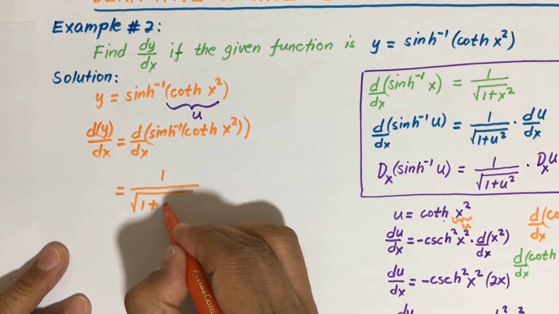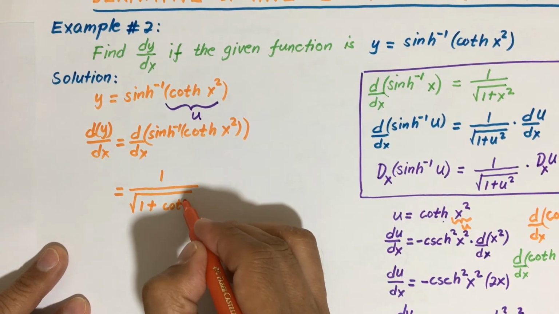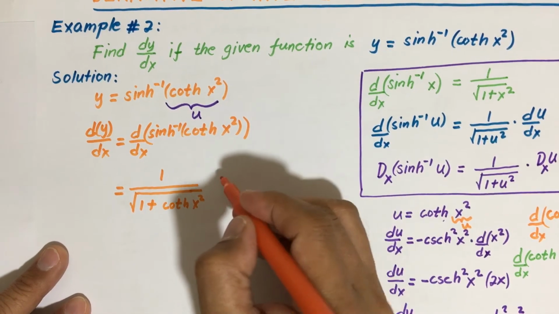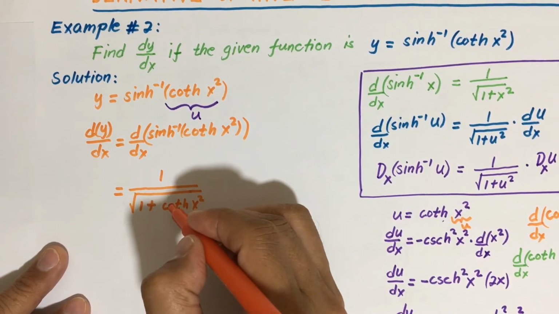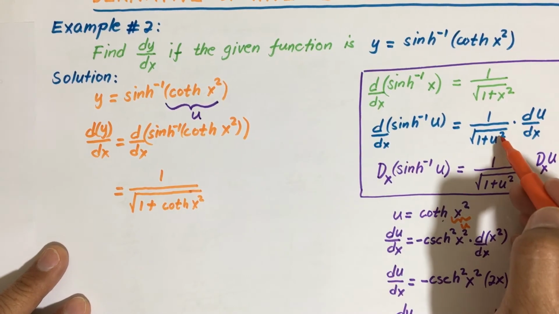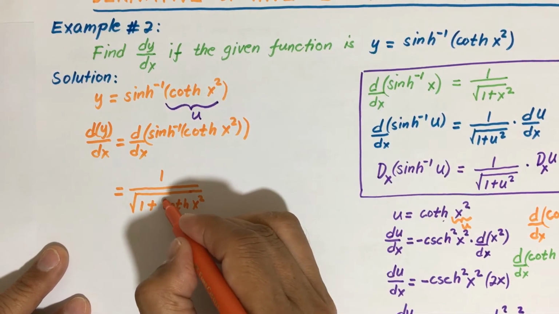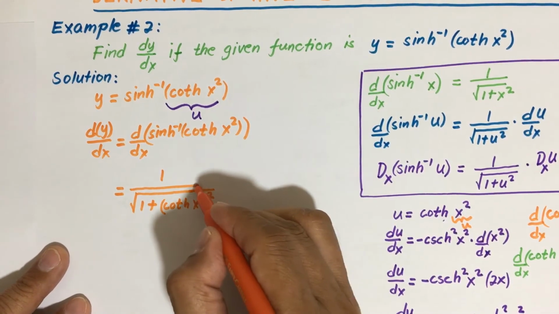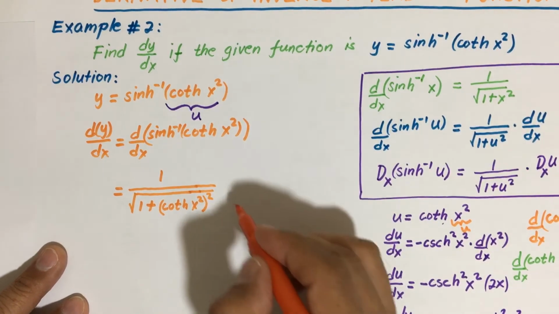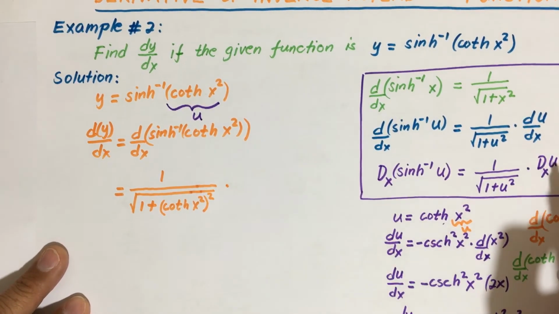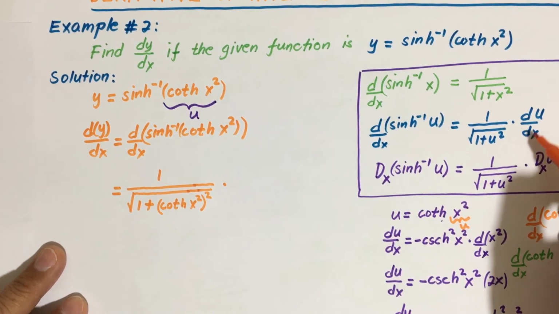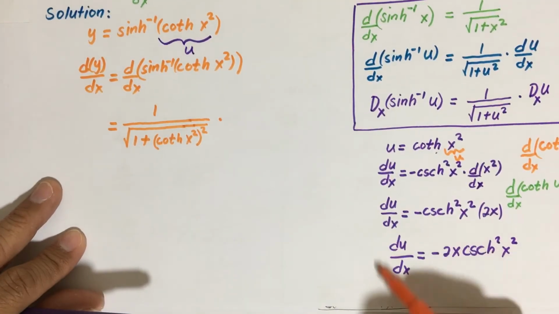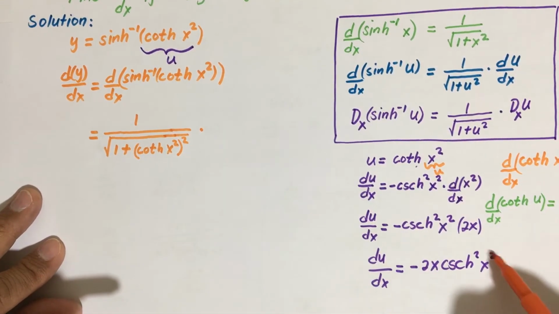Meaning our u is hyperbolic cotangent x squared. Then this is squared, right? Our u here is squared. So this is our u, then you square this one also. Alright? Then times the derivative of u with respect to x. But we have solved this already, so you just simply substitute this immediately here.